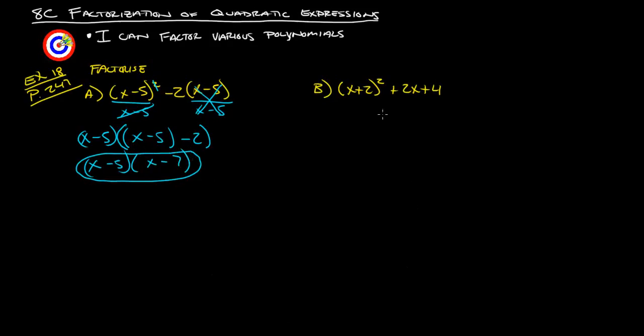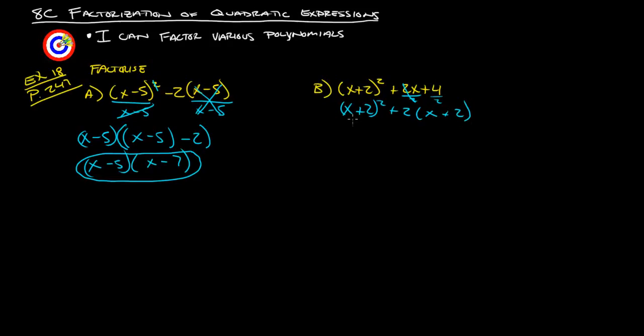On the next example, we've got x plus 2 squared plus 2x plus 4. If you notice, we can take a 2 out of both of these terms here. So we're going to leave the x plus 2 squared alone for now, and factor a 2 out of both of these. Put the 2 out front. Those reduce, and we get x. 4 over 2 reduces down to 2.